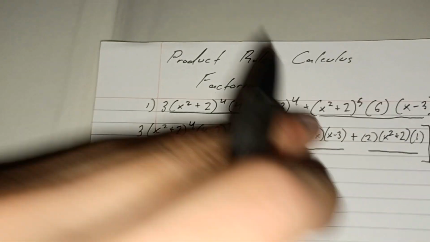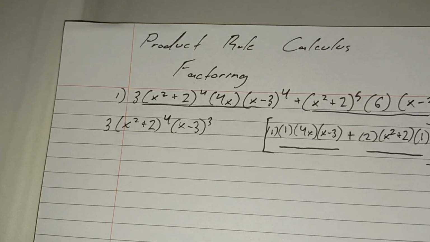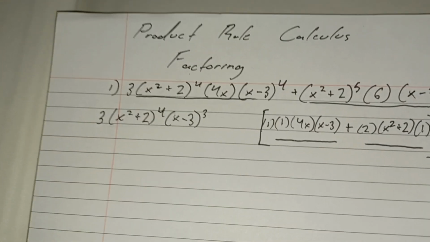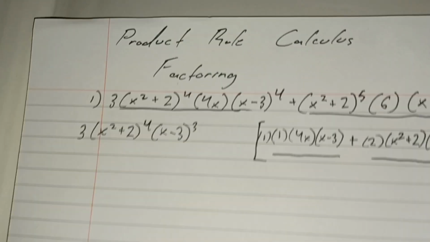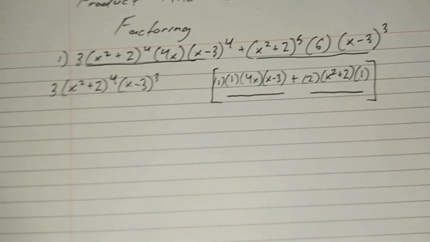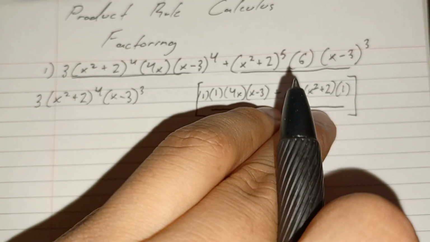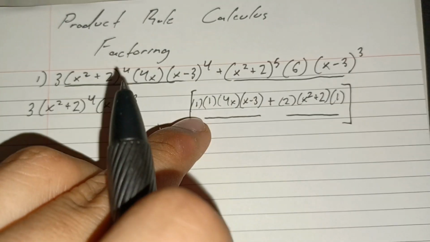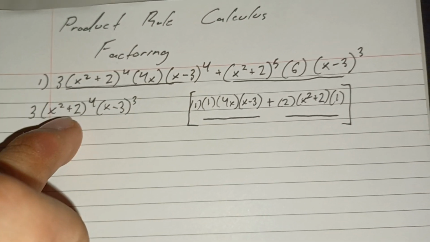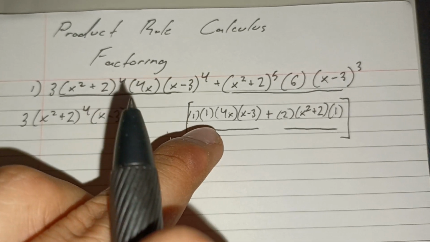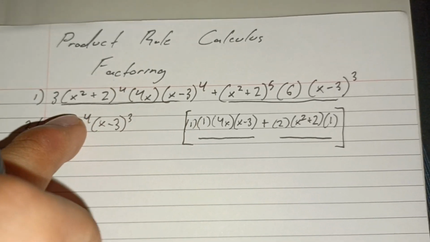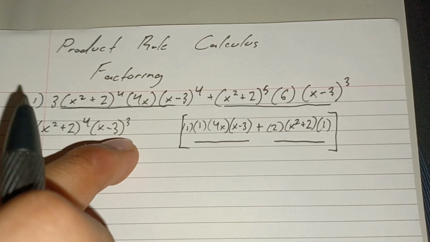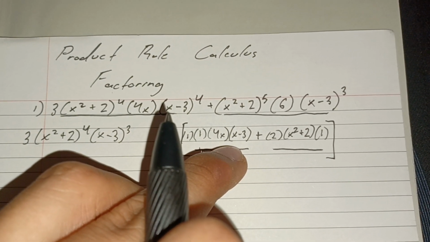We got 4x(x - 3)^1 + 2(x^2 + 2)^1. That's basically this factored out of this, because if we multiply all of this with this, we get that, right? 3 times 1 is 3, (x^2 + 2)^4. It times 1 is (x^2 + 2)^4. 4x we leave alone. (x - 3)^3 times (x - 3)^3.